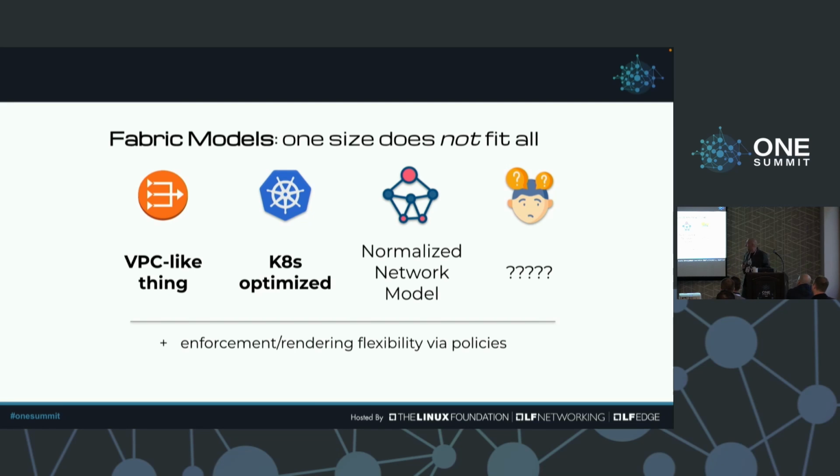So fabric models don't have to be all the same, right? There's no way to build something that's one size fits all. So you can have something that's VPC-like, like what I described, trying to be like Amazon. There can be something that's optimized for Kubernetes. It can be just a simple normalized network model. There's nothing wrong with that. There are environments that do that. There might be another specific model for doing VMware data centers, or you want to mimic some other ways of abstracting the network.